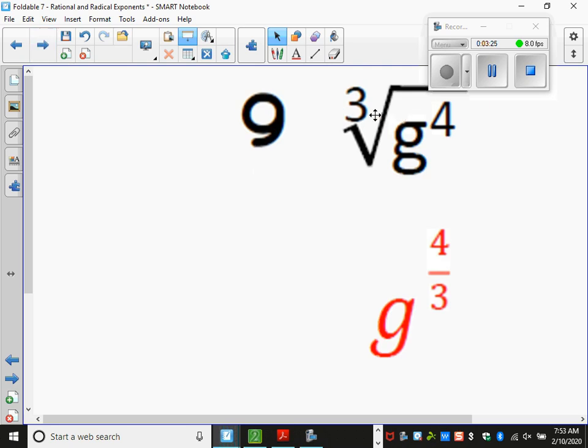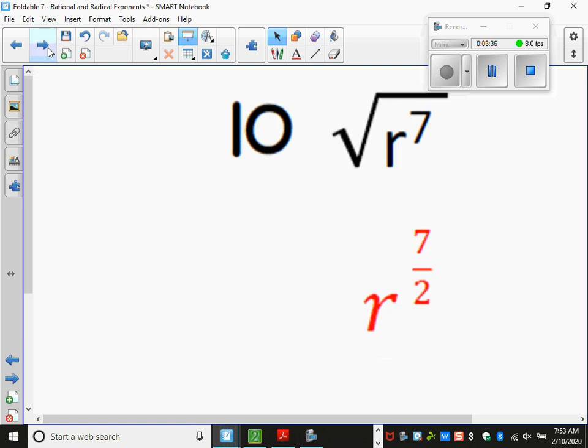If we're looking at this, we will say g to the 4/3, sorry. Your index is in your denominator. I think you can kind of see the pattern here. Remember the invisible index is 2. So you have r to the 7/2.